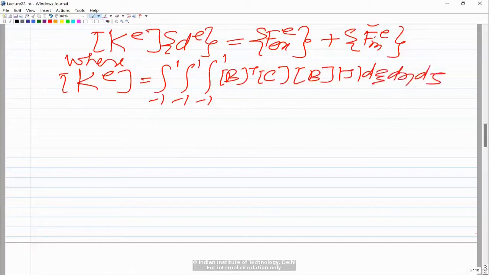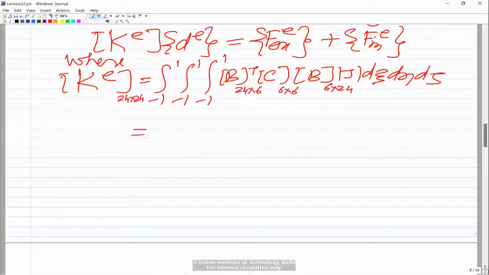As you see, B is 6 by 24, and C is a 6 by 6 matrix. B transpose would be 24 by 6. So ultimately the stiffness matrix is going to be a matrix of size 24 by 24, 24 rows and columns.